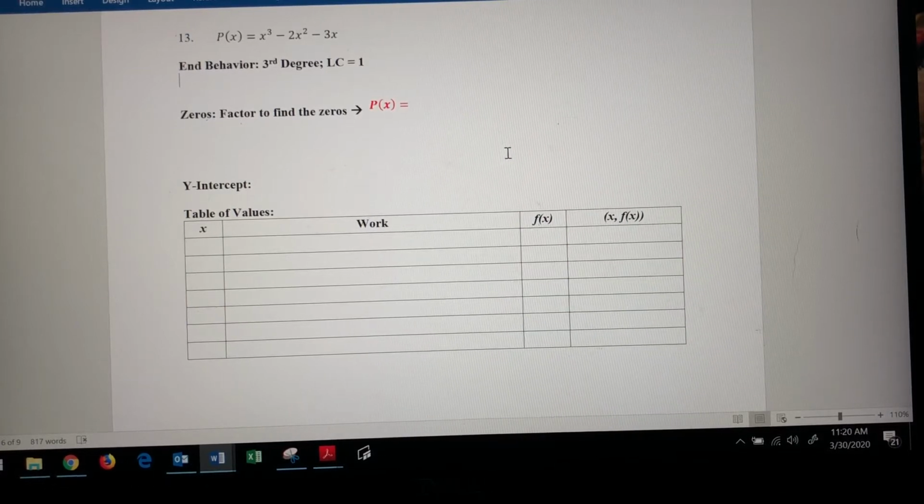So we're moving forward with graphing polynomial functions. In the previous video, the functions were already in factored form. In this video, we're going to do two polynomial functions that need to be factored.